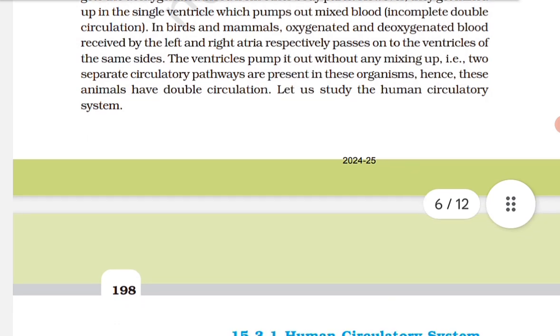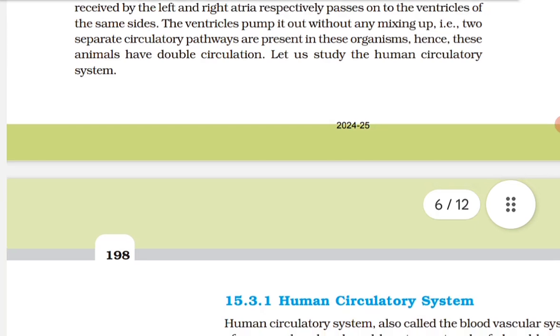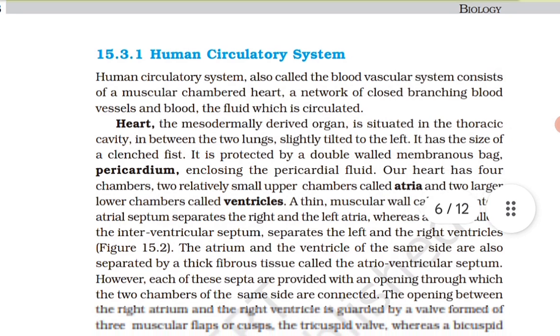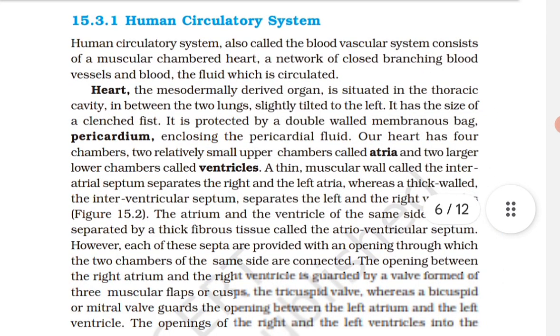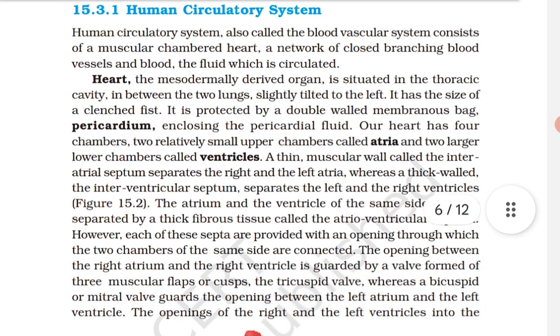Circulatory pathways. The circulatory patterns are of two types, open or closed. Open circulatory system is present in arthropods and mollusks, in which blood pumped by the heart passes through large vessels into open spaces or body cavities called sinuses. Annelids and chordates have a closed circulatory system in which the blood pumped by the heart is always circulated through a closed network of blood vessels.